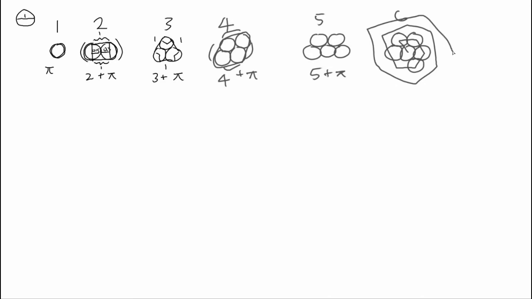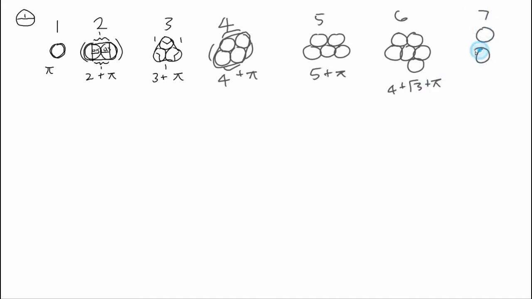And this is actually the shortest way you can bunch these cans together. So for 6, I think it's going to be 4 plus square root 3 plus pi. And for 7, it's going to be... 7 is special, and I'll tell you why.